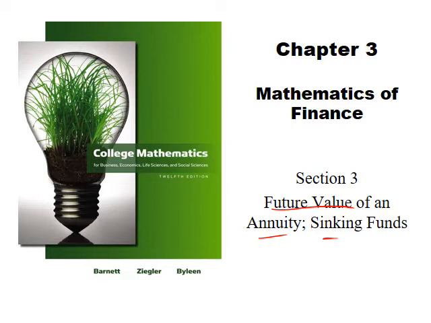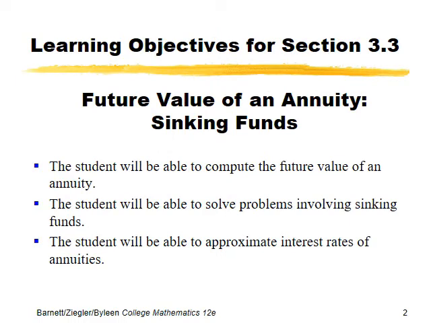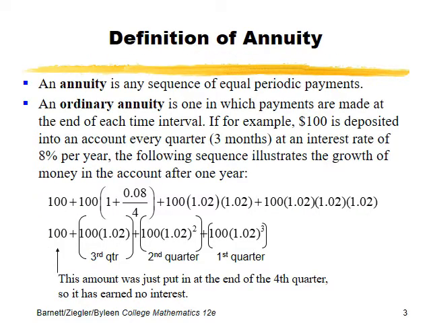Now the question is how to differentiate between compound interest and future value of annuity. In compound interest we deposit our principal amount once, but in annuities we have a sequence of equal periodic payments. When you solve different examples, this is the only thing we will use to identify whether a problem is compound interest or future value of annuities. Students will be able to compute the future value of annuity, the sinking funds, and approximate interest of annuities.